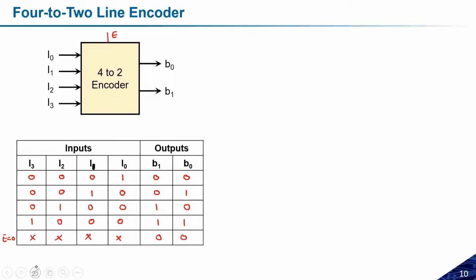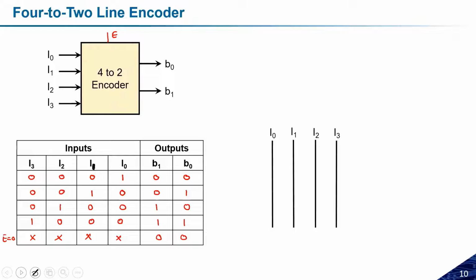Now let us see how we can design these things. Here we have 4 inputs: I0, I1, I2 and I3. Now what do we need? If all are 0, then the output should be 0. If I1 is equal to 1, then B0 should be 1, and something like this.